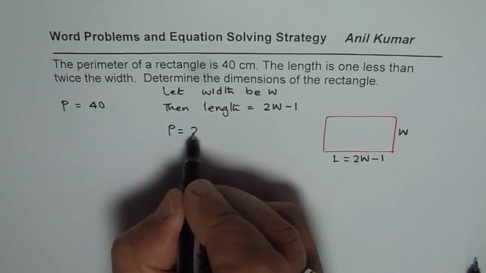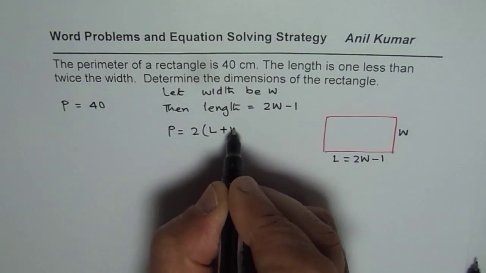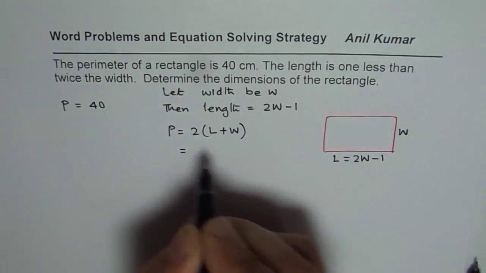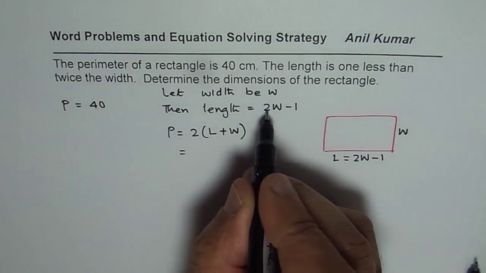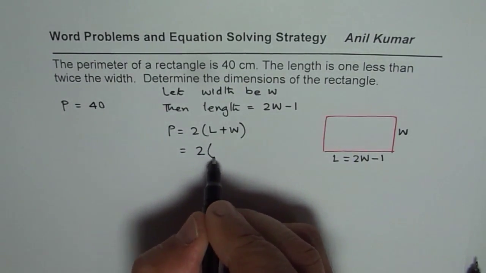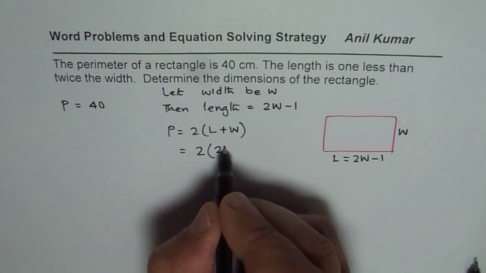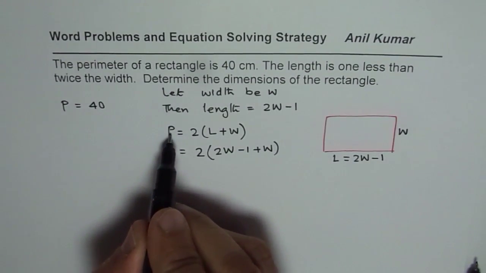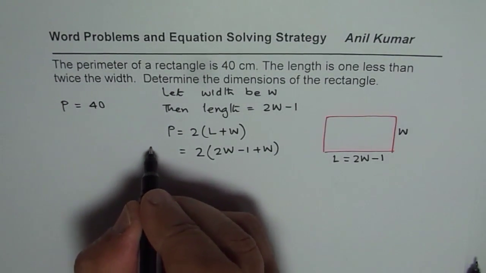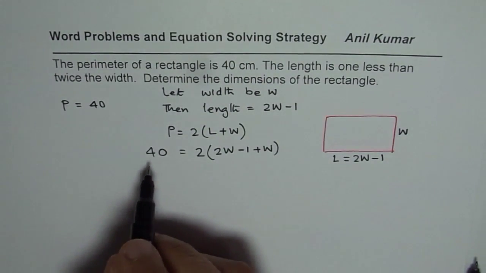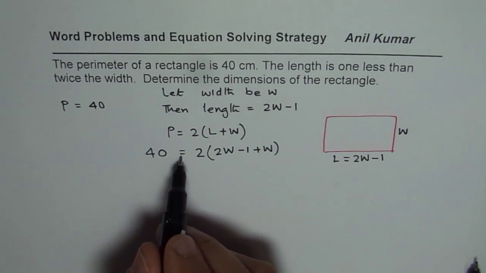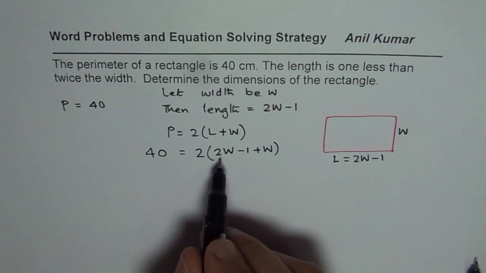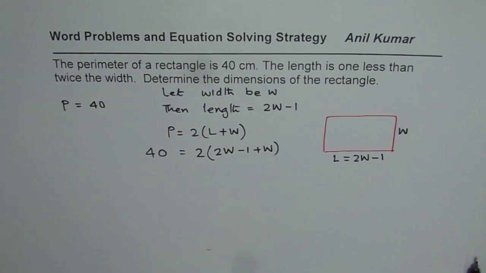Perimeter is 2 times length plus width, right? So in our case, length is 1 less than twice the width. We could write this as 2 times (2W minus 1 plus W), right? We are also given that the perimeter is 40, so we could write 40 here. So perimeter 40 should be equal to 2 times (2W minus 1 plus W). So that becomes the equation for us to solve, right?